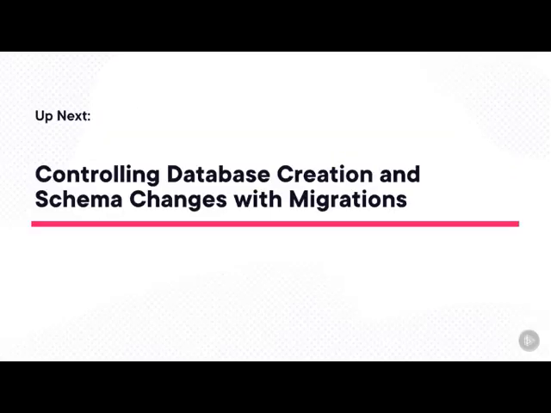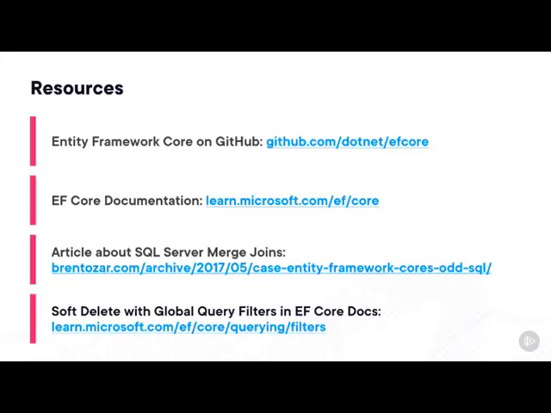In the next module, we'll sidetrack from persisting and querying data and make some changes to our domain model so that you can learn how to use EF Core's Migrations API to keep the database schema in sync with those changes. Here are some resources for you that are relevant to this module. Some are just reminders that you've seen already, and others, like an article explaining SQL merge joins and another about soft deletes in EF Core, might be of further interest.